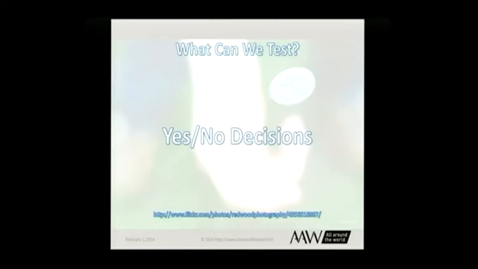And the question is, what can we actually test with A/B testing? Basically anything which has a yes or a no. Did they click the buy now button or not? Did they sign up for the newsletter or not? Did they agree to receive spam from you or not? That's what A/B testing does, very simple yes or no choices. So please keep that in mind when you're looking at implementing A/B testing somewhere.